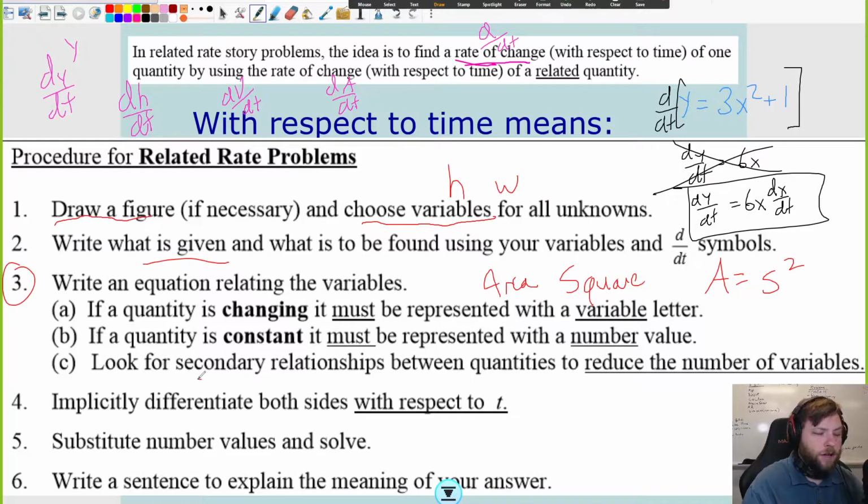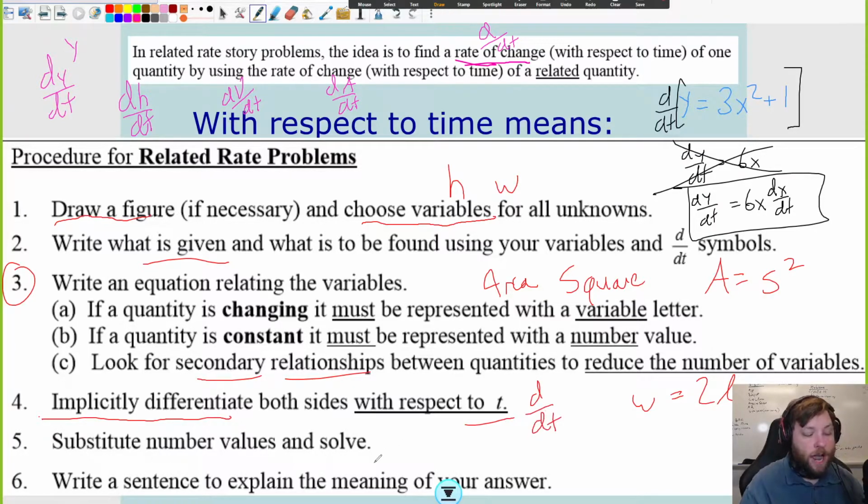Other thing is you have to look for secondary relationships. So maybe it says the width of that chain link fence has to be 2 times the length. So that would be a secondary equation to put in. And then at some point, you're going to combine some equations and then you're going to derive with respect to time, so d dt. You'll substitute numbers in after you derive and then you figure out your answer.